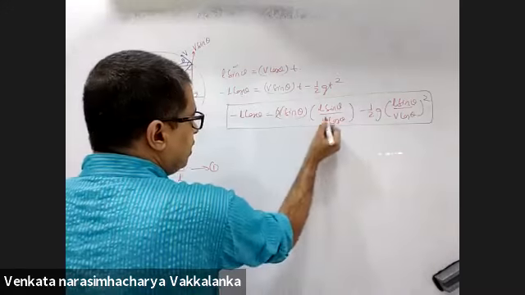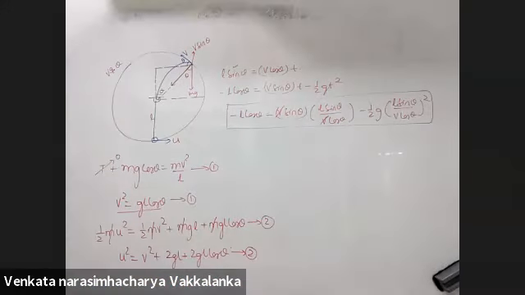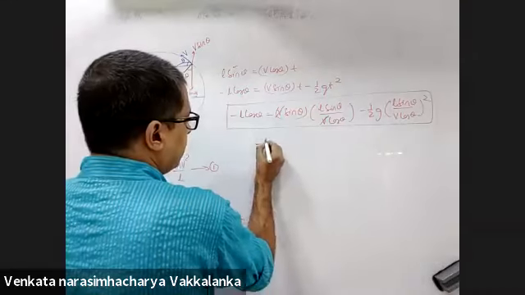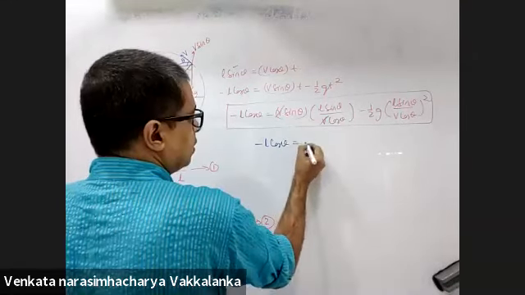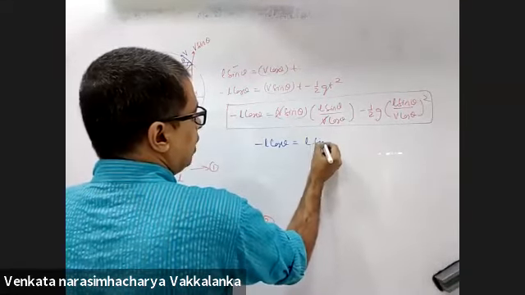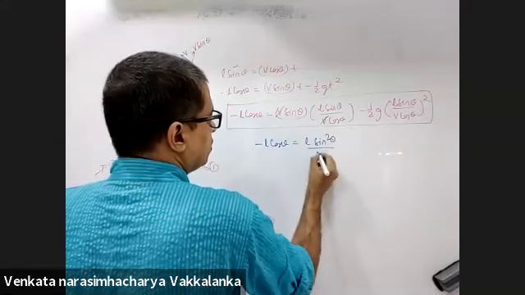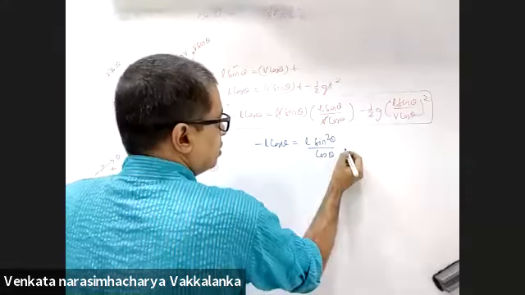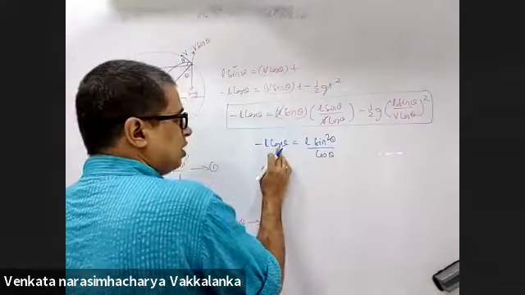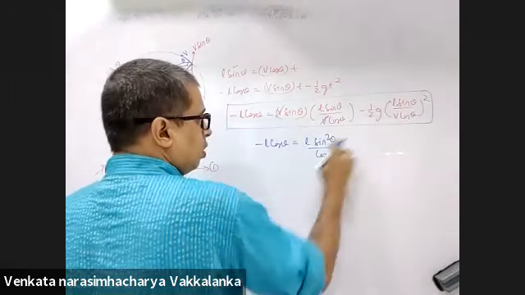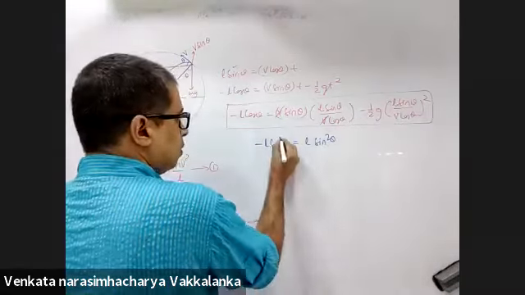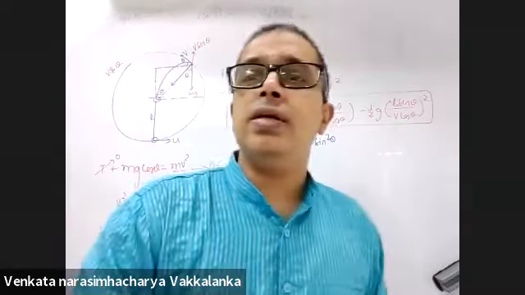Cancel out v here. Leave this separate. Minus L cos theta, cancelling out v. Minus L cos theta is equal to L sin square theta by cos theta. I'll bring cos theta to the left. Is that okay with all? This becomes cos square theta.